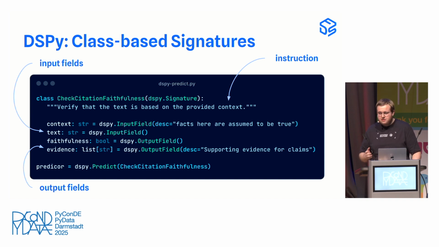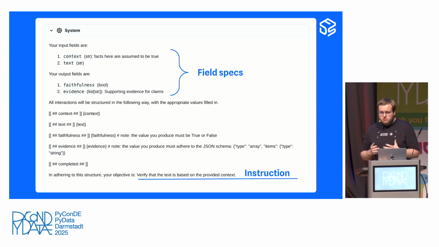But now you might be wondering how or where exactly those signatures are being used. And in order to answer this question, we can actually inspect the raw text history that is being passed to the LLM itself. And from here, we can see that our signature got automatically converted into a rather long system message. It starts with a field specs, then a rather long description of the input-output formats, and finally our instruction itself.